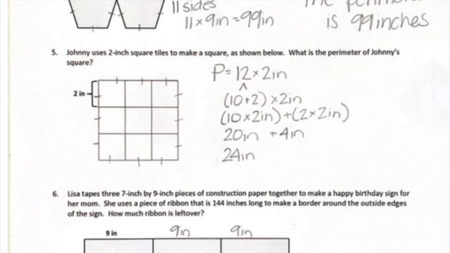Johnny uses 2-inch square tiles to make a square as shown below. What is the perimeter of Johnny's square? So I know that one side length is 2 inches, and I put a little mark on all the outside sides that I will be measuring. And there are 12 sides, and they are each 2 inches long, so I did 12 times 2. I broke up 12 into 10 plus 2.